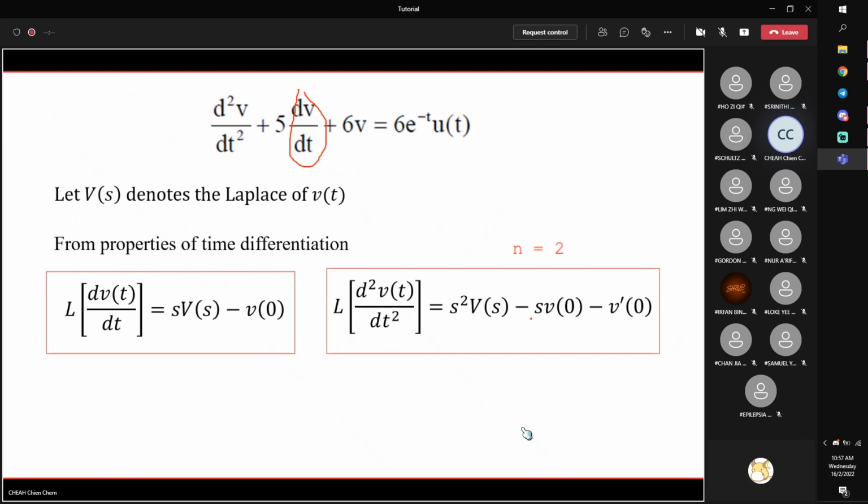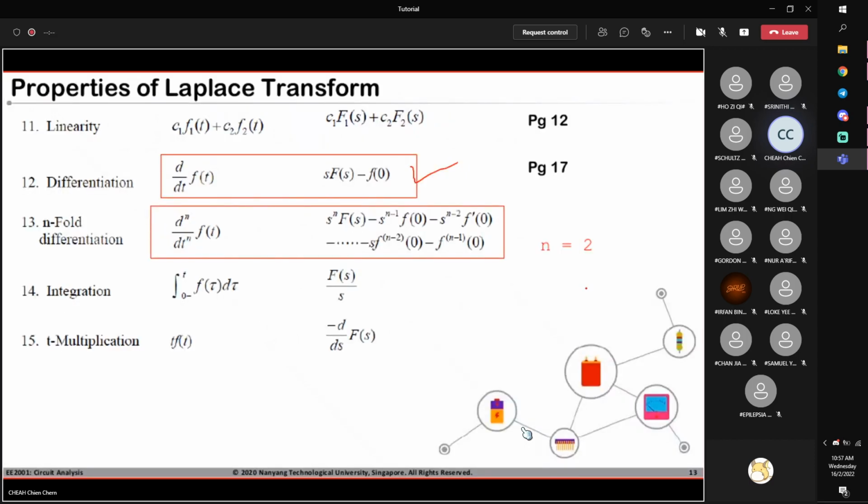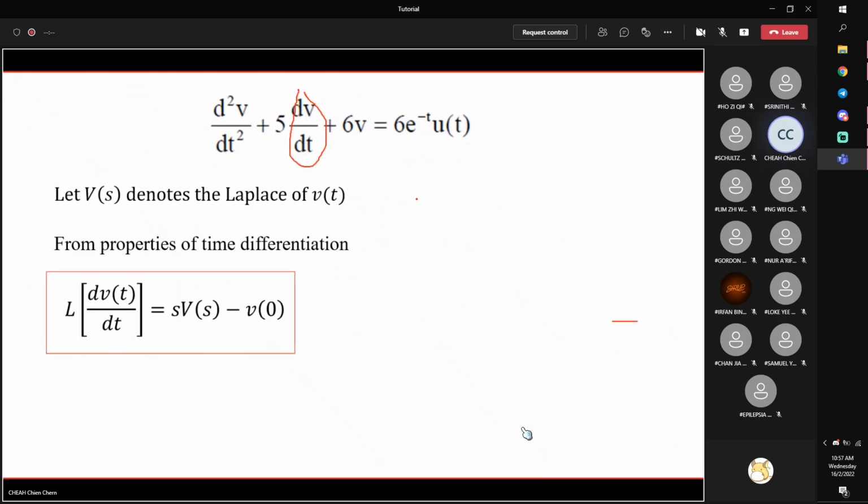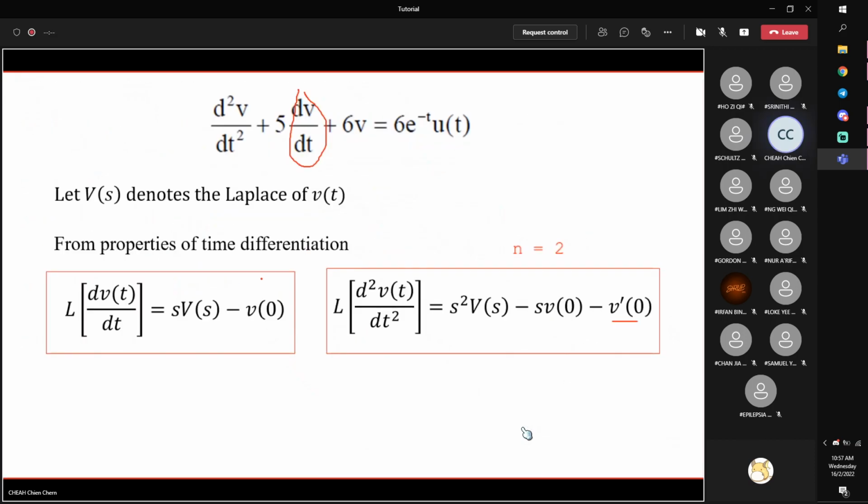s squared V(s) minus s v(0) minus v prime(0). v prime is your initial condition given, this one. This v(0), this v prime. Which means that we actually have this one, and this one, all given to you.